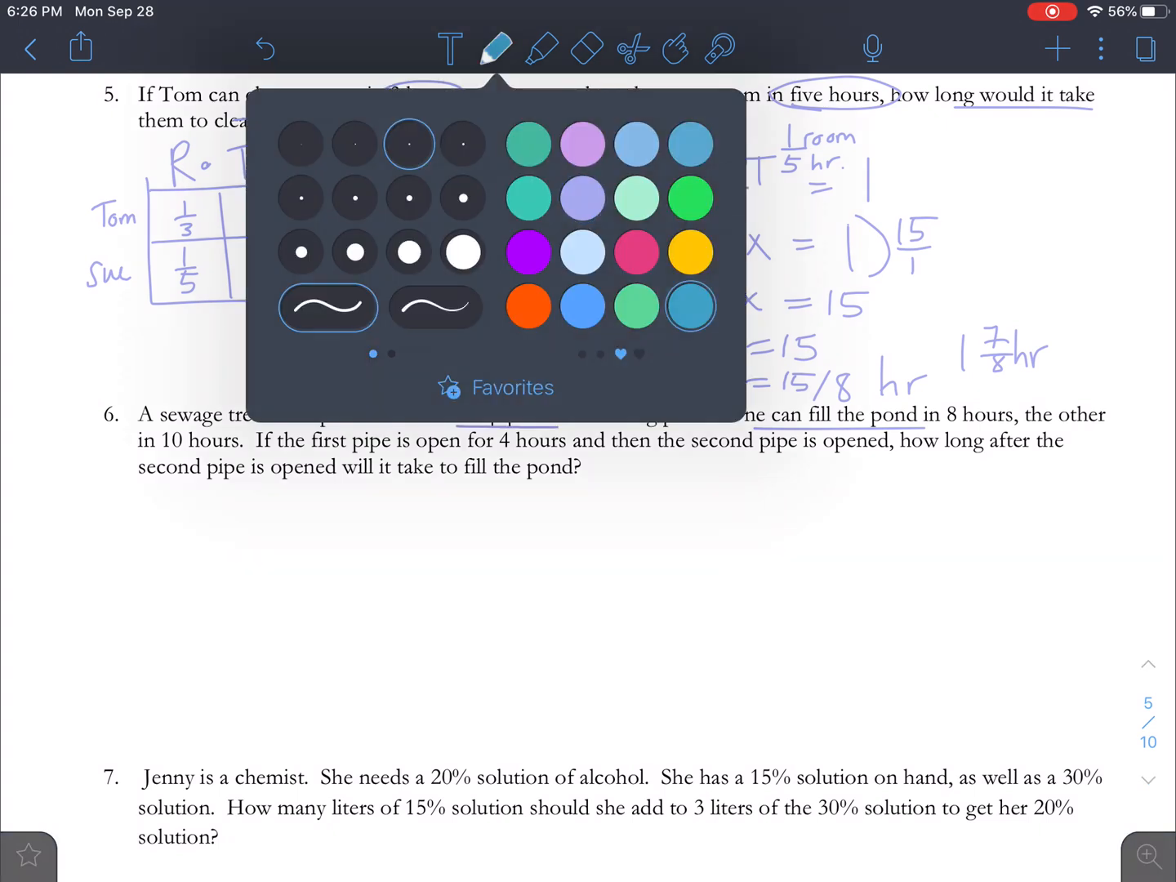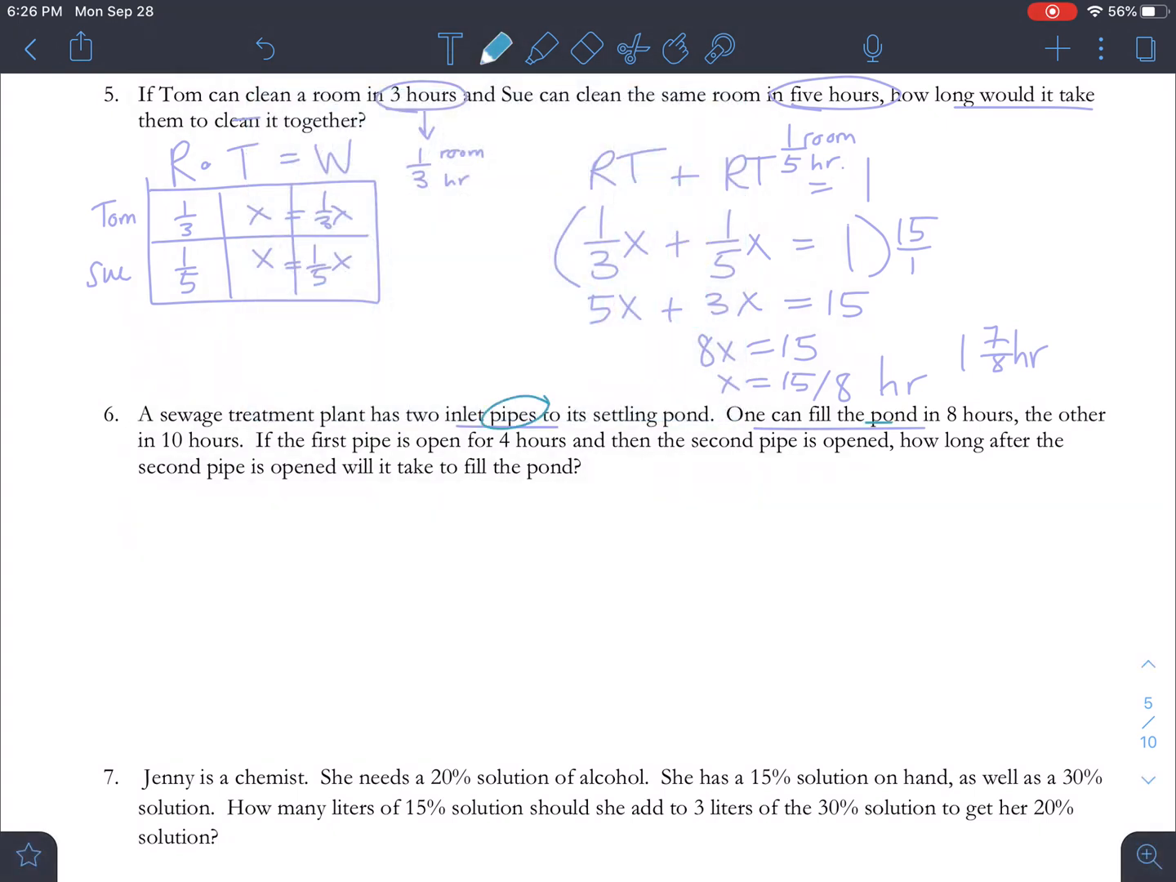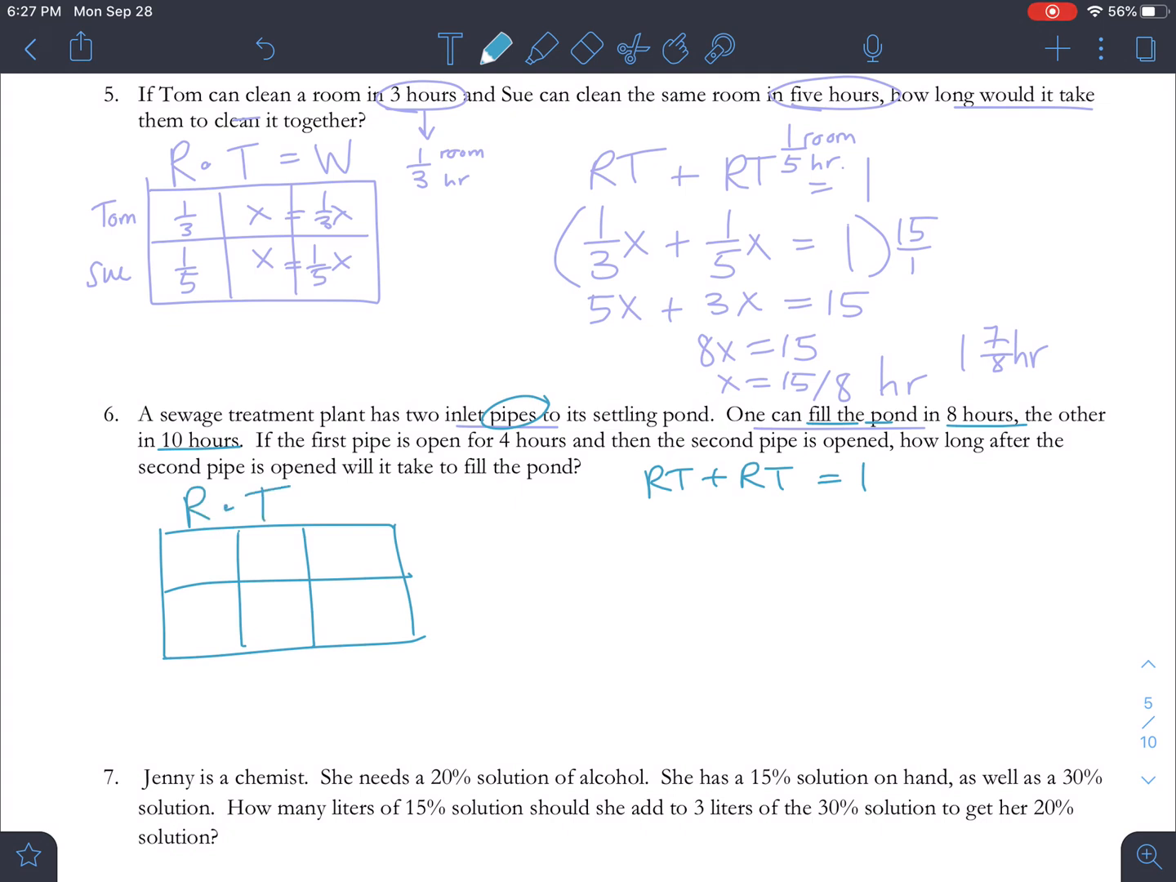Okay, so very similar situation. We see pipes that are working to fill a pond. So we're talking about work here. We're going to be adding. It says 1 fills the pond in 8 hours, 1 fills it in 10 hours. So they're working together. So again, we're going to be doing rate times time plus rate times time is equal to 1. And we just want to figure out what are those rate times time situations. Rate times time is equal to work technically. Let's put that for now. And we'll put the first pipe and the second pipe is what I'll call them.